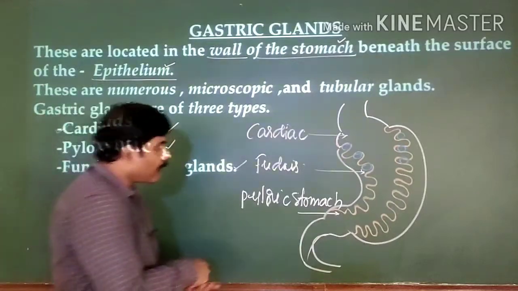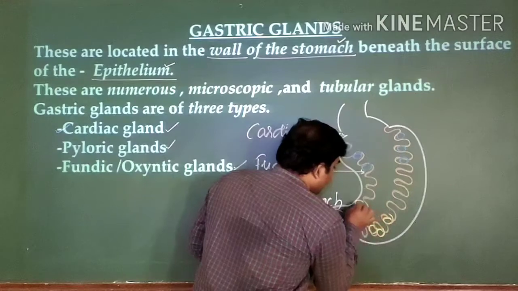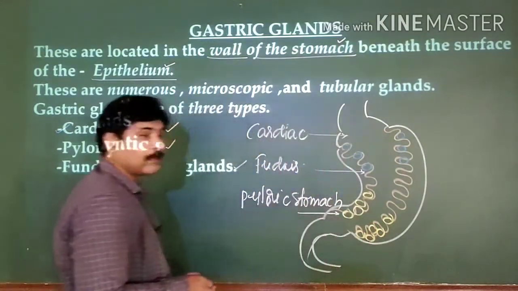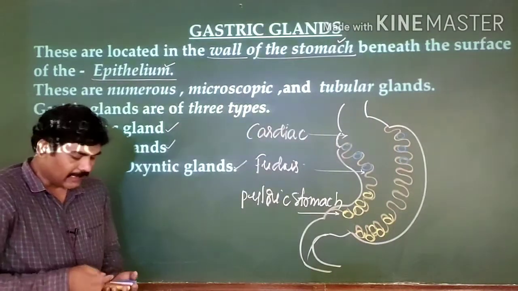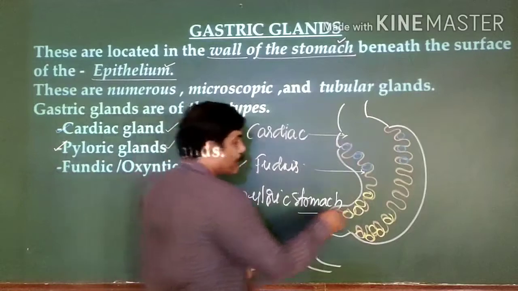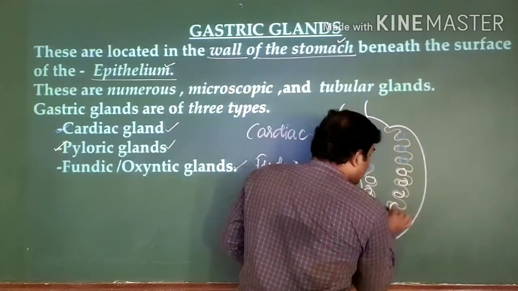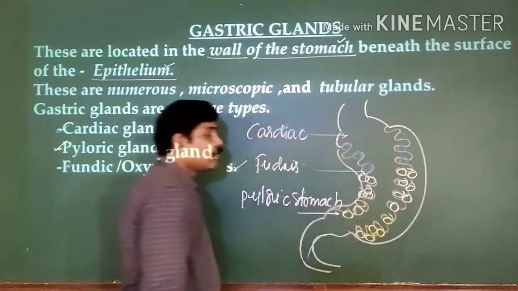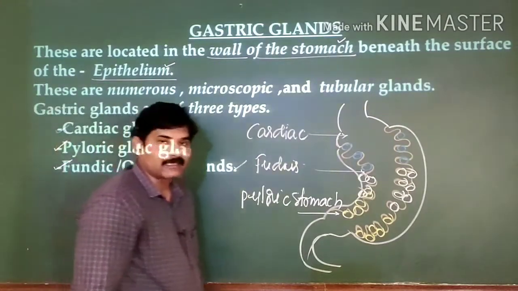Certain types of glands are present in the pyloric region. This is the pyloric region of the stomach. Hence they are present in the pyloric region, and those glands are known as pyloric glands. Whereas the major portion, the body of the stomach, is called the fundus. There you can see certain types of gastric glands which are named fundic or oxyntic glands.